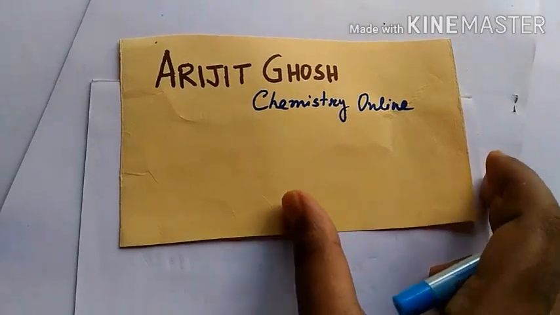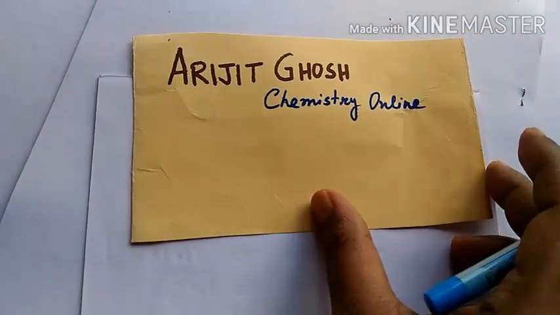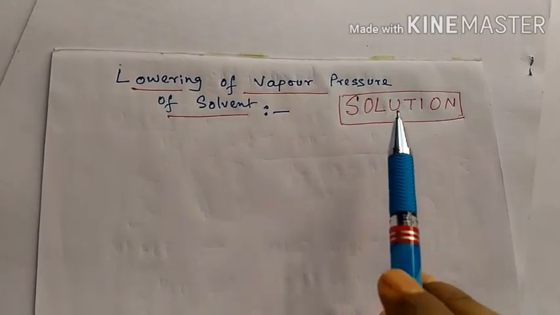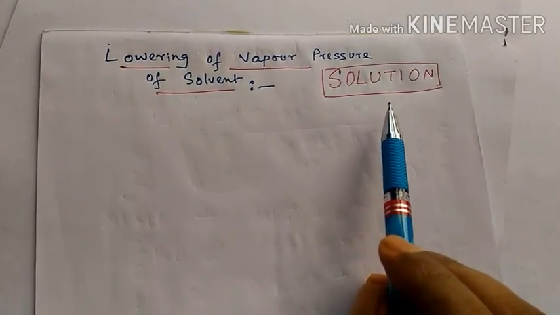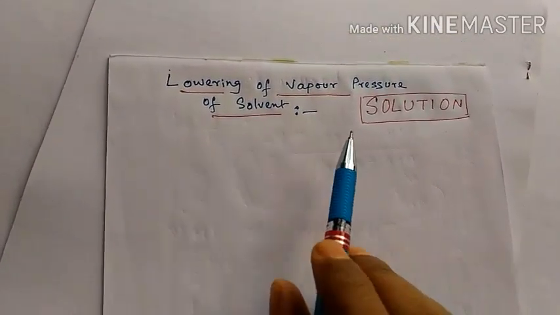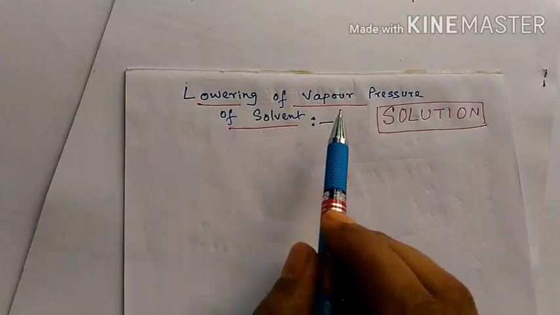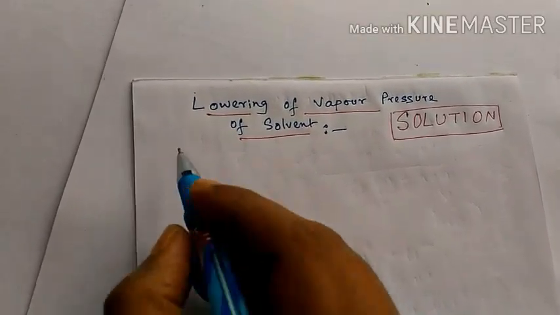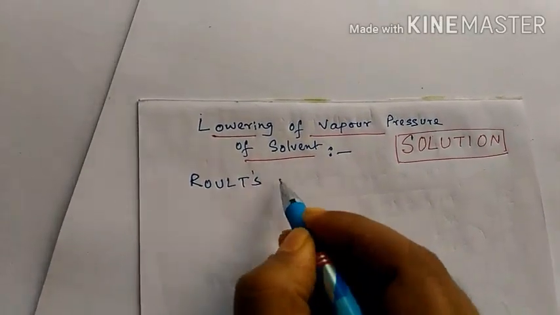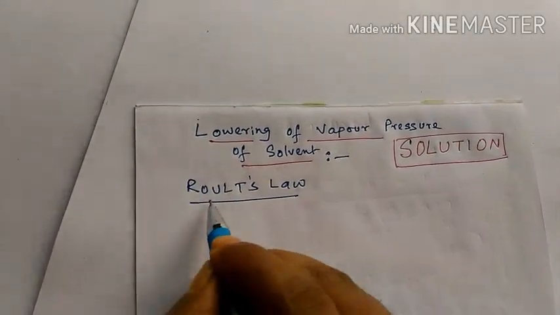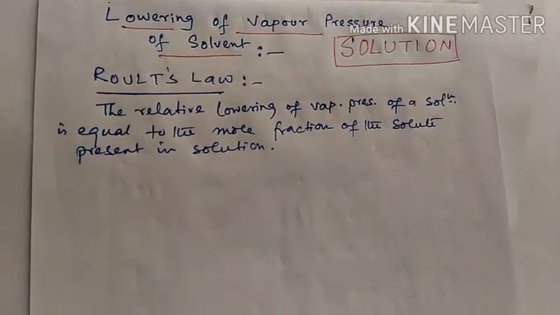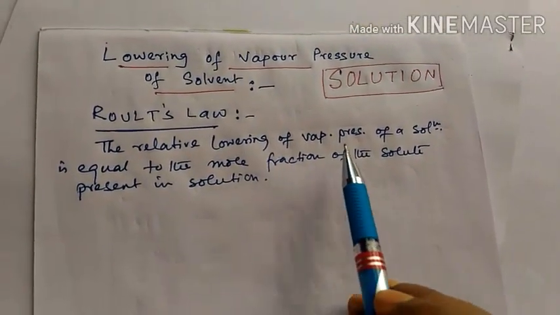Now today we are going to study the lowering of vapor pressure of solvent from the solution chapter. This chapter is related to physical chemistry. For the lowering of vapor pressure of solvent, we need to know Raoult's law first. I'm writing it down for you. So now you can see this is Raoult's law.